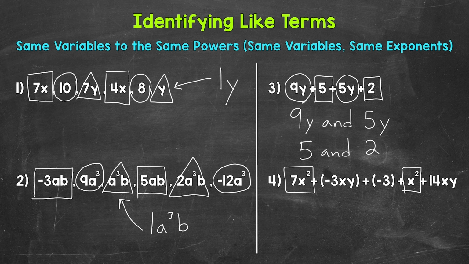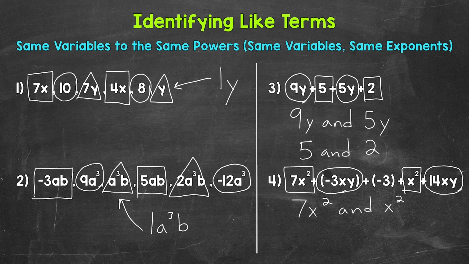X squared has a variable of x to the power of 2. So 7x squared and x squared are like terms. Next, we have negative 3xy. So let's circle this term in order to separate it from the other like terms. We have a variable of x and a variable of y. So we have two variables, and both of them are to the power of 1.